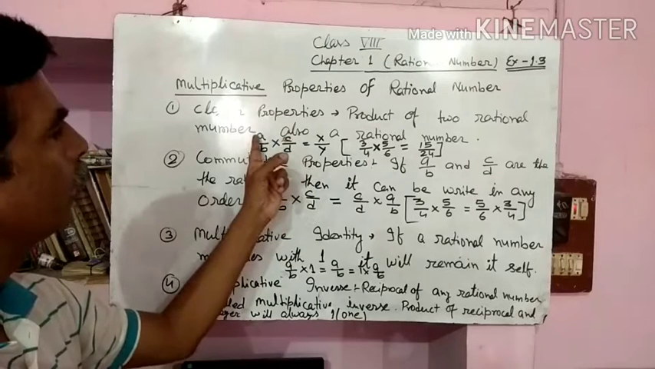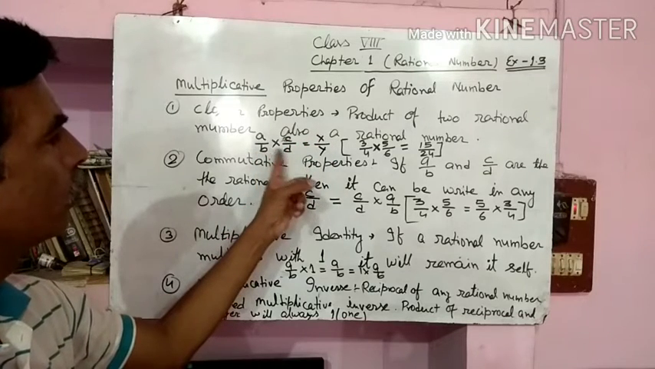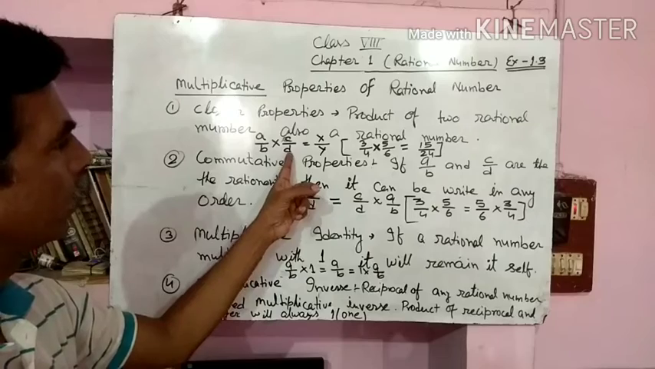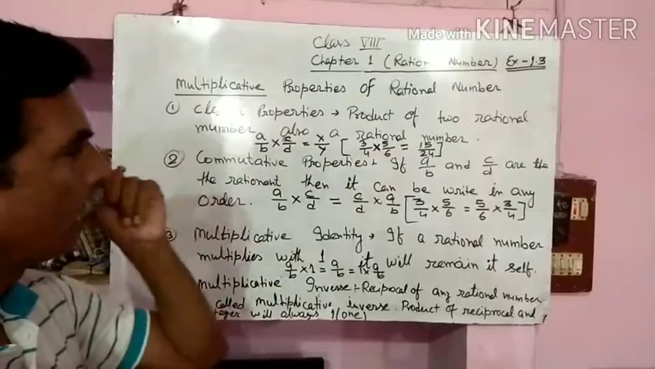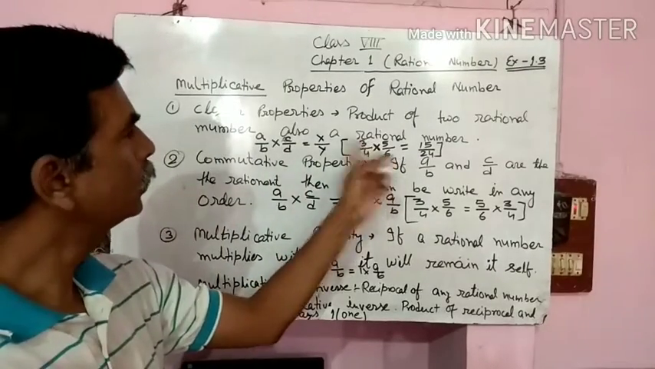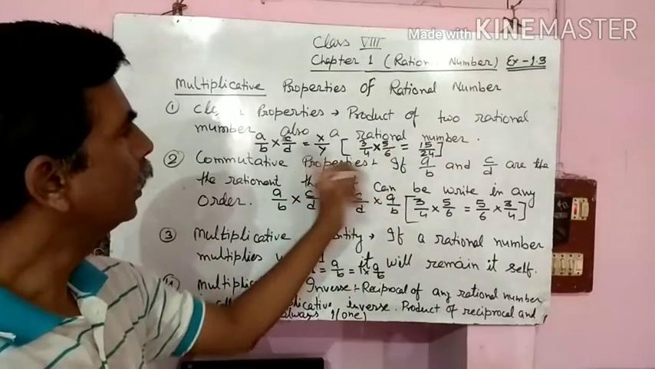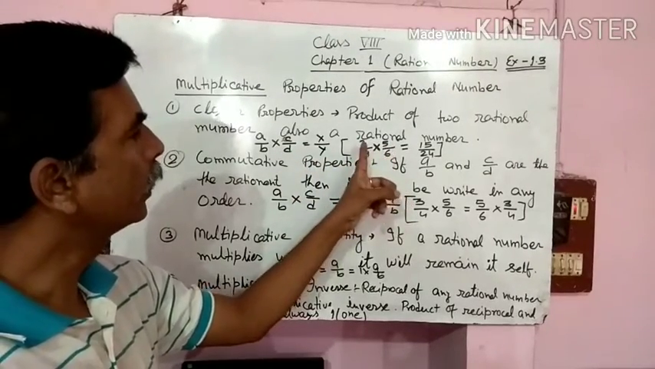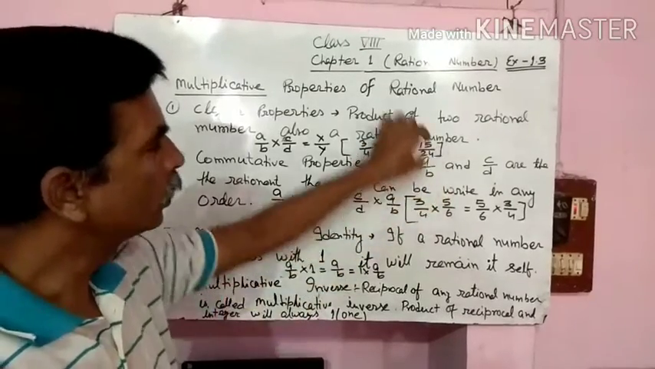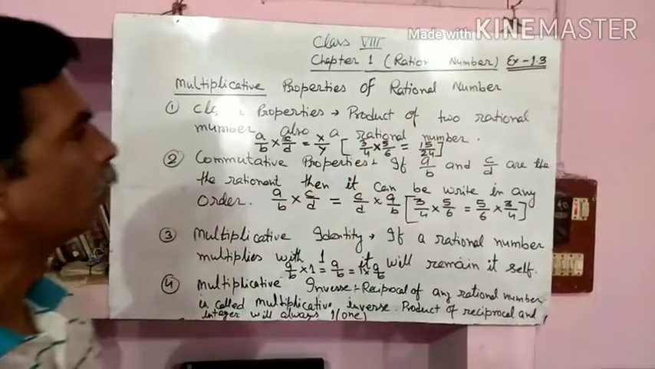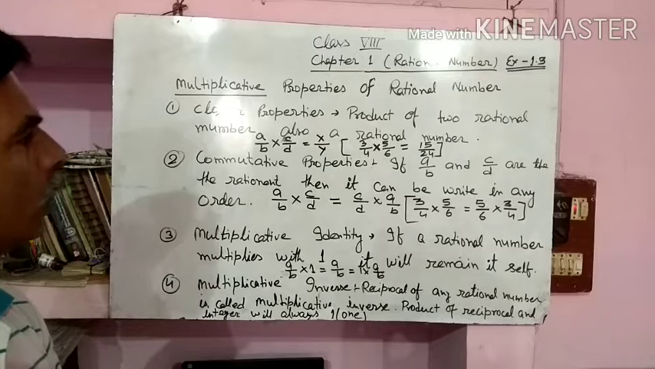If the numerator multiplies with the numerator, you get a new numerator, and the denominator multiplies with the denominator, you get a new denominator. Suppose a represents 3, b represents 4, c represents 5, and d represents 6. Then you will get 3 into 5, 15, and 4 into 6, 24. So this is also in the form of a rational number. It says that the product of two rational numbers is also a rational number.